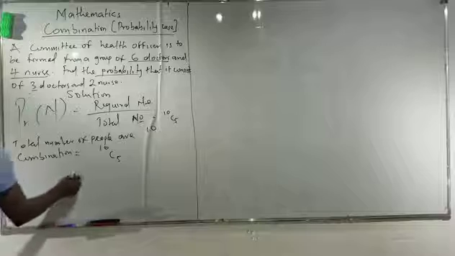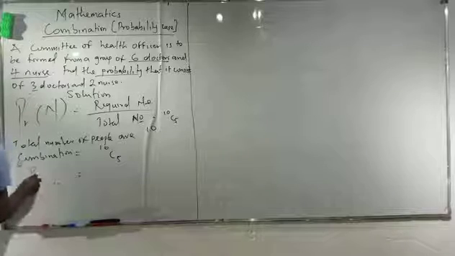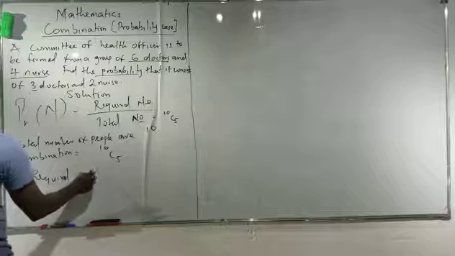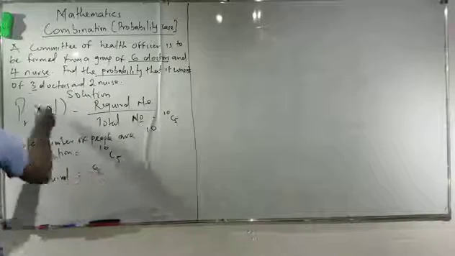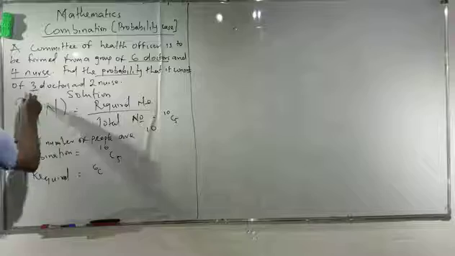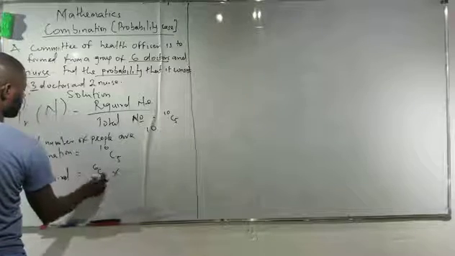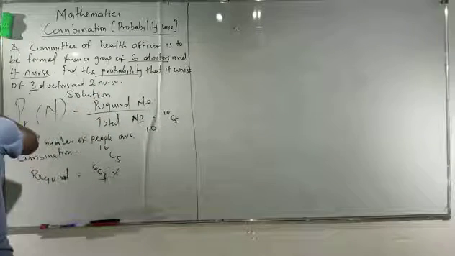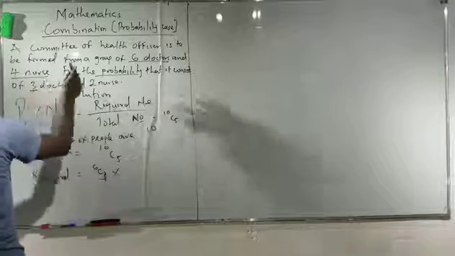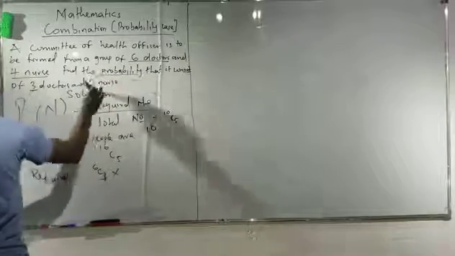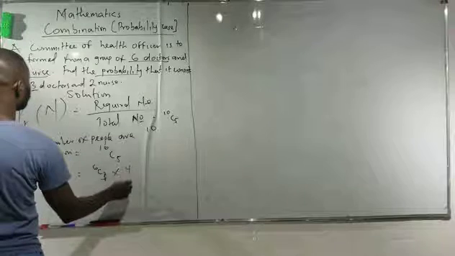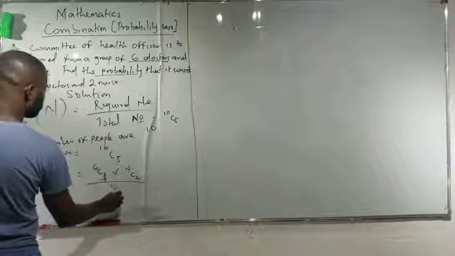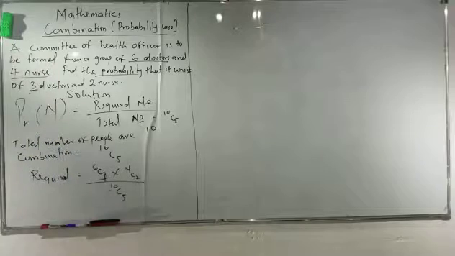Now, the possible outcome, which is the required number, will be equal to: doctors are 3, out of 6, multiplied by nurses are 2, out of 4. That is 6 combined 3 multiplied by 4 combined 2, divided by 10 combined 5. That is what you are just to work on.